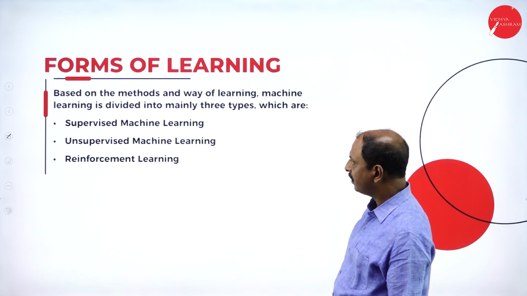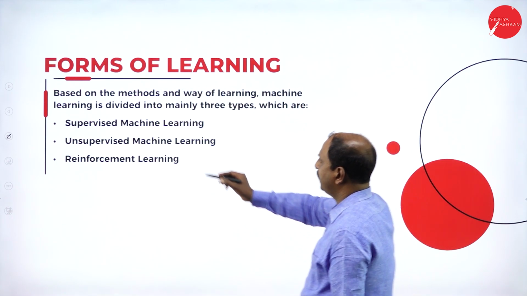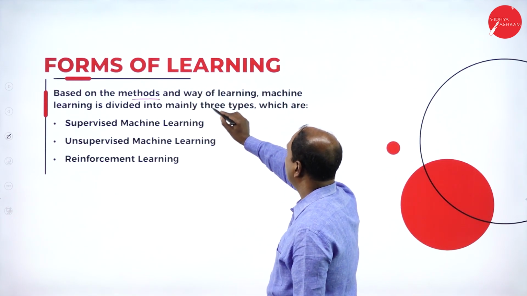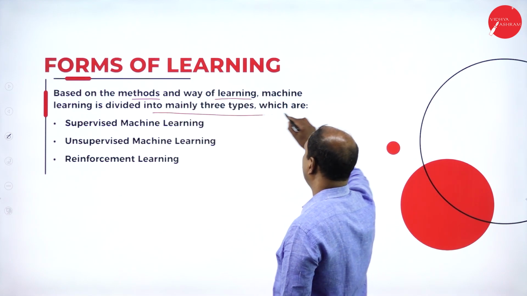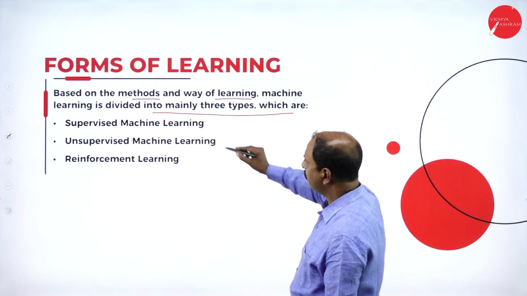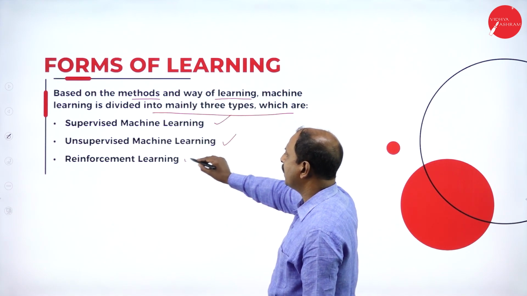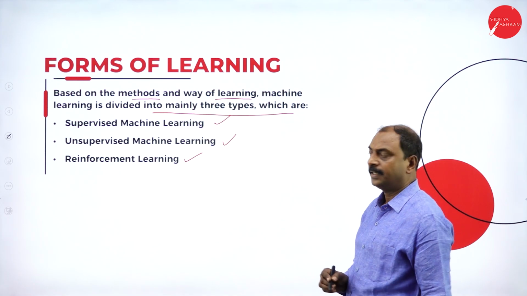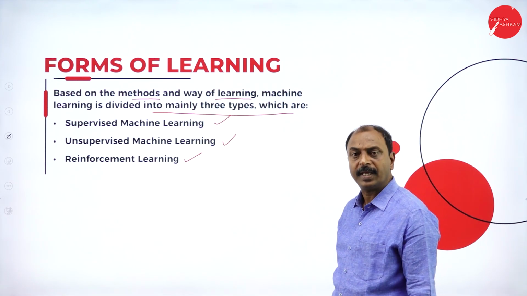In the next slide, we will see what are different forms of learning. Here, based on the methods and way of learning, machine learning is divided into mainly three types. They are supervised learning, unsupervised learning, and reinforcement learning. These are the different methods of learning or forms of learning.